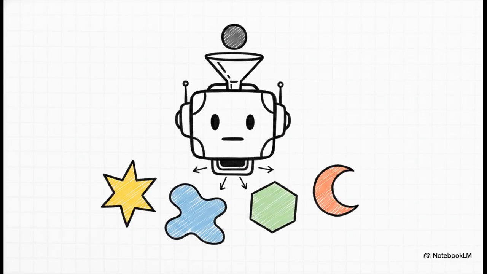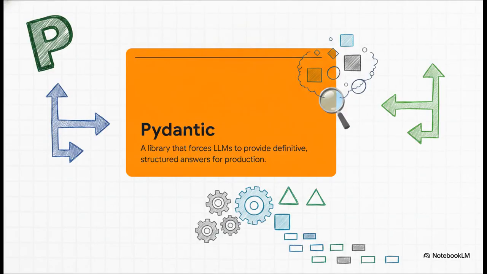But wait, here's a massive headache. Ask an AI a question, and its output format just randomly changes. Luckily, Python solves this with Pydantic. It forces the AI to deliver definitive, structured answers for production.